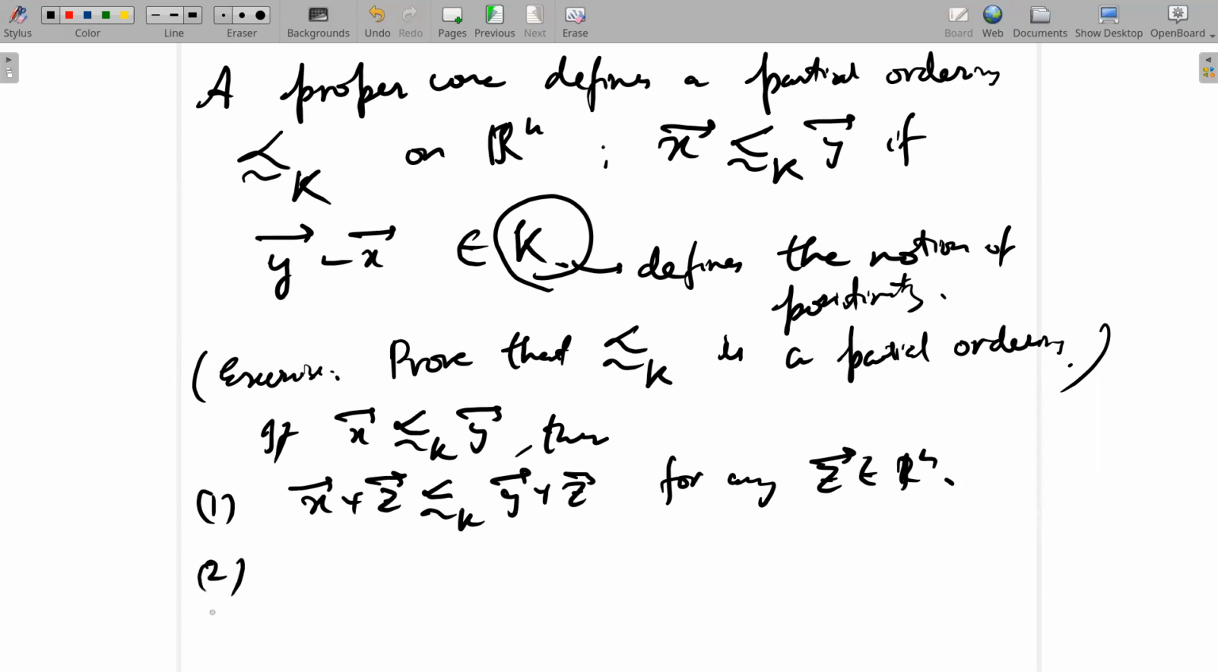Then 2, for any positive scaling, for any alpha bigger than or equal to 0, for any scalar alpha, I have this. And that again, because this cone is closed under positive maps, that's the definition of cone we had. If I scale it by some positive number, it should not go out of that.